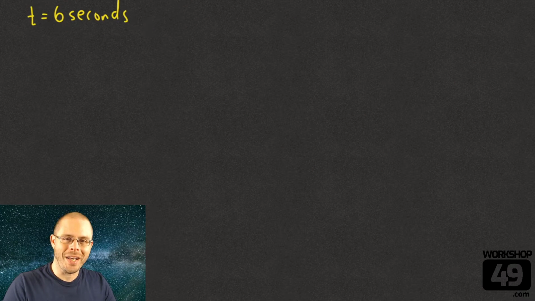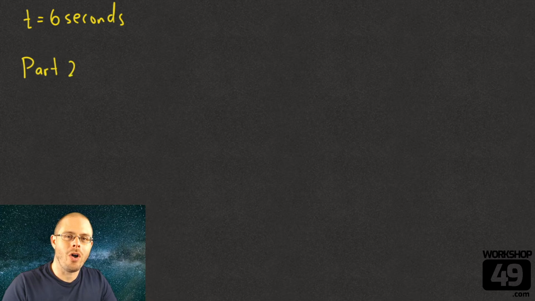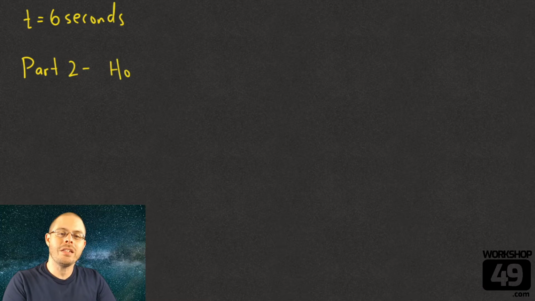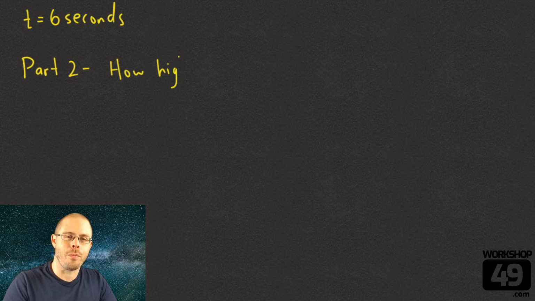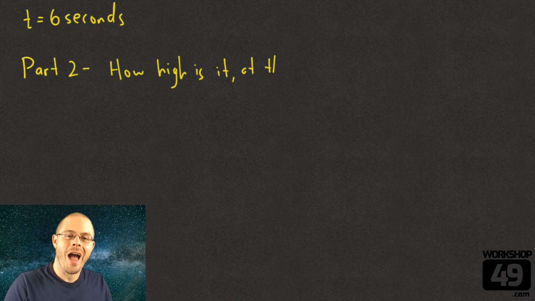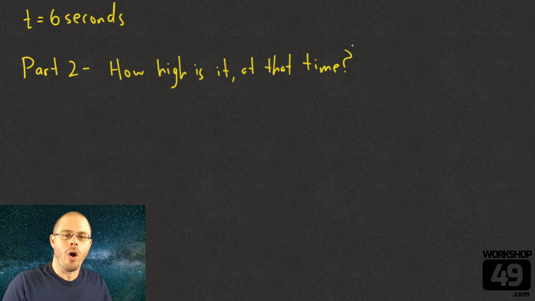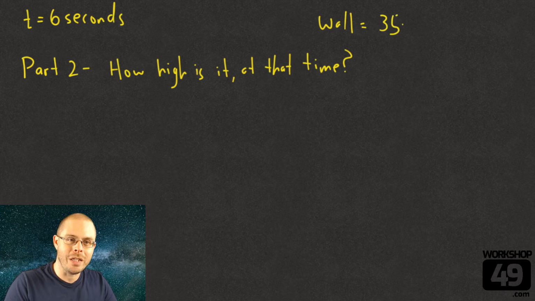End of part one. Time for part two. Now that we know that the projectile is going to reach the wall in 6 seconds, we need to determine the height of the projectile at that time. So at 6 seconds, how high is the projectile? If it's higher than the wall, we'll know that it went over the wall. If it's lower than that wall, which was 35 meters, we'll know that the projectile hit the wall.